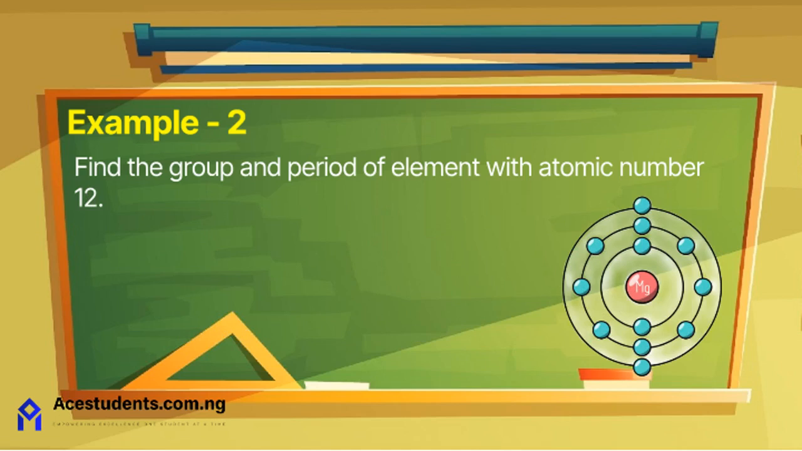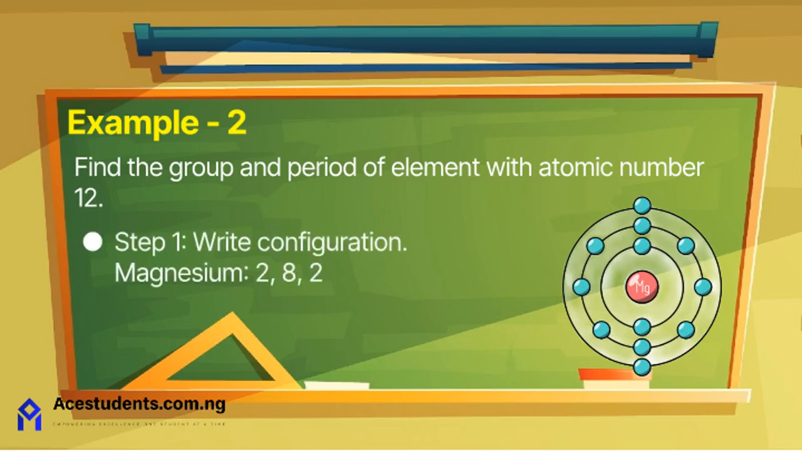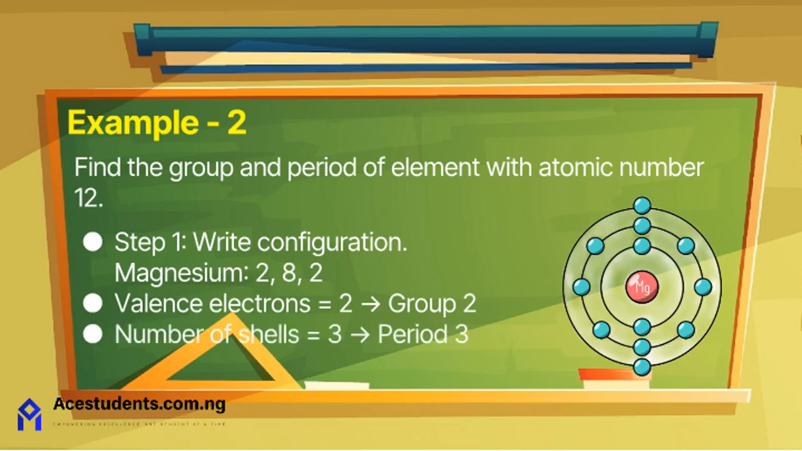Now, let us try another example. Find the group and period of the element with atomic number 12. Its configuration is 2, 8, 2. Here, the valence electrons are 2. So magnesium is in group 2. The number of shells is 3. This means magnesium is in period 3.